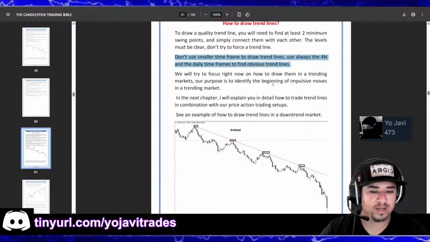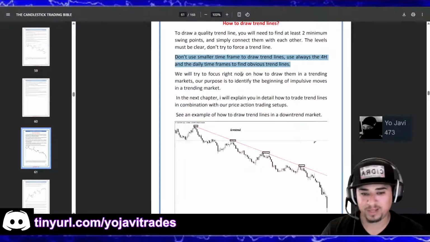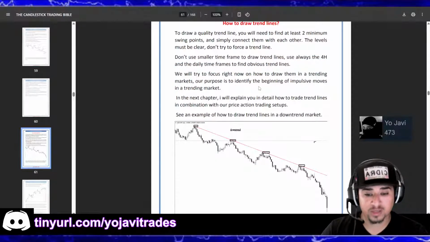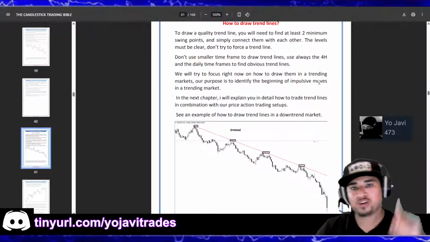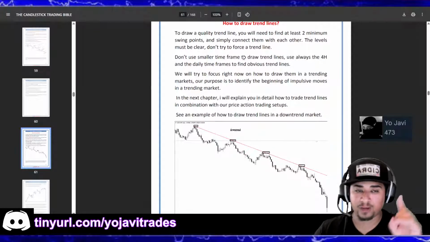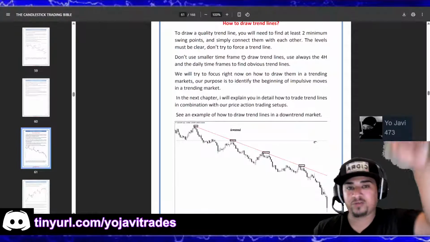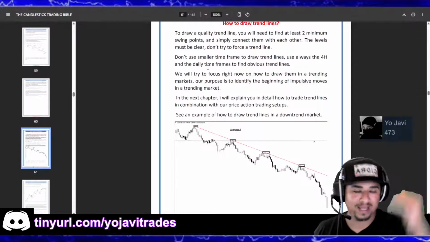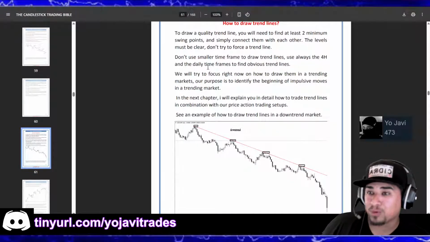So we will focus right now on how to draw them in trending markets. Our purpose is to identify the beginning of impulsive moves in a trending market. That's the objective. Why? Because that impulsive move is the one that goes with the trend. If we are in an uptrend, it's the move that goes up. If we are in a downtrend, it's the move that goes down. So we want to identify the beginning, so we get in at that point. You get in at that point, you make the most money.